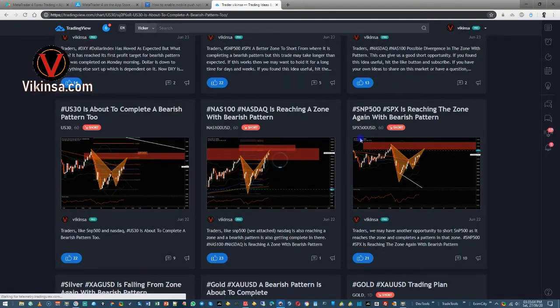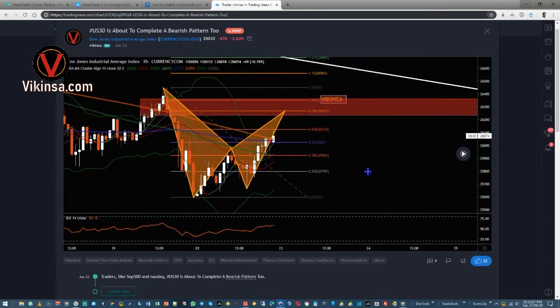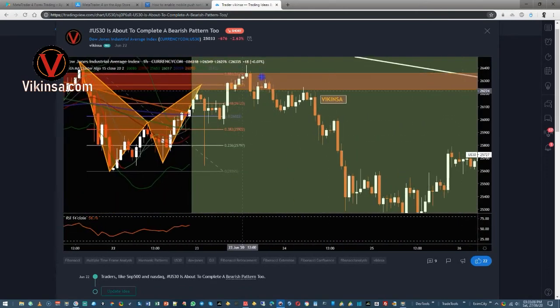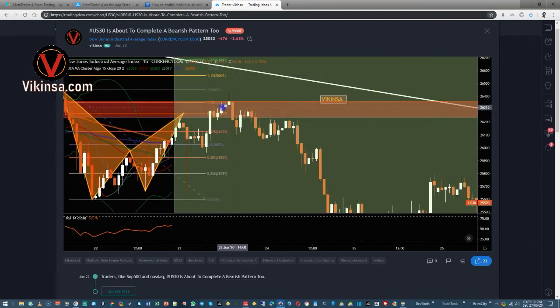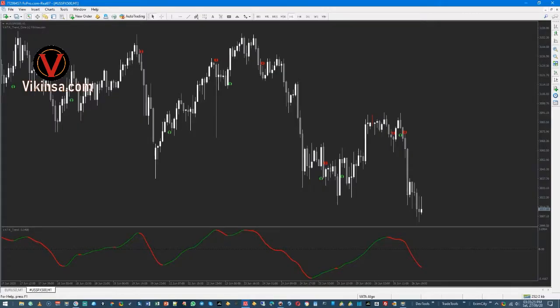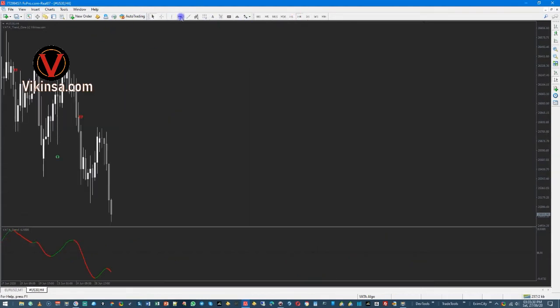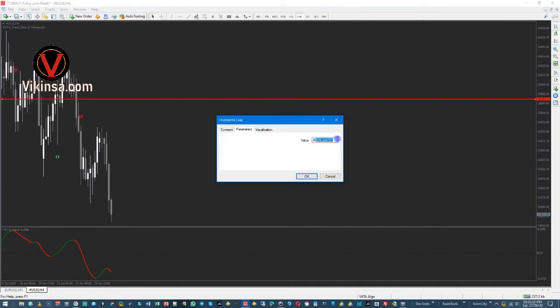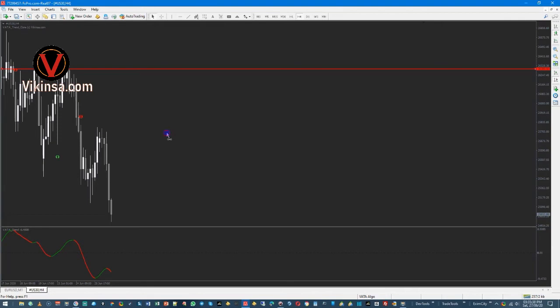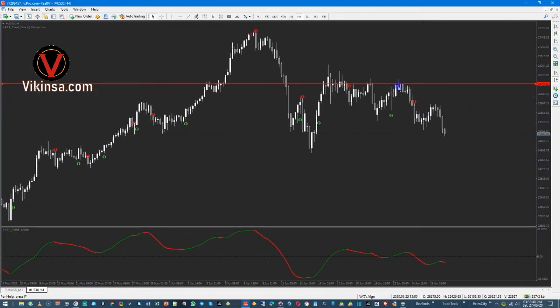On US 30 also we had a similar kind of strategy. So we were waiting for the market to come into this particular zone and then fall back down. So we were waiting for an entry in around here at 26300. Okay, let's bring in US 30. That's the place we were looking for an entry.